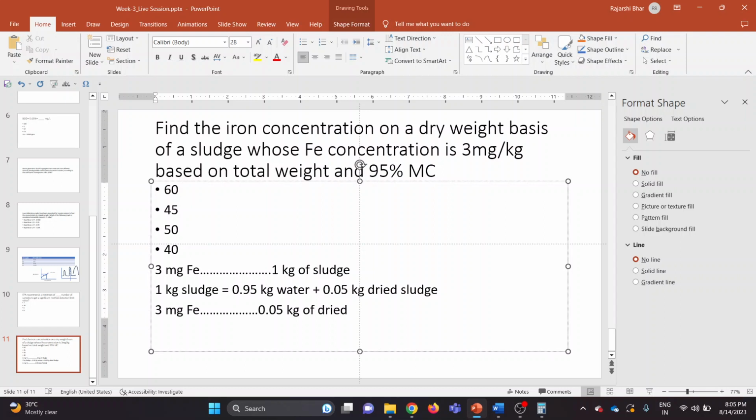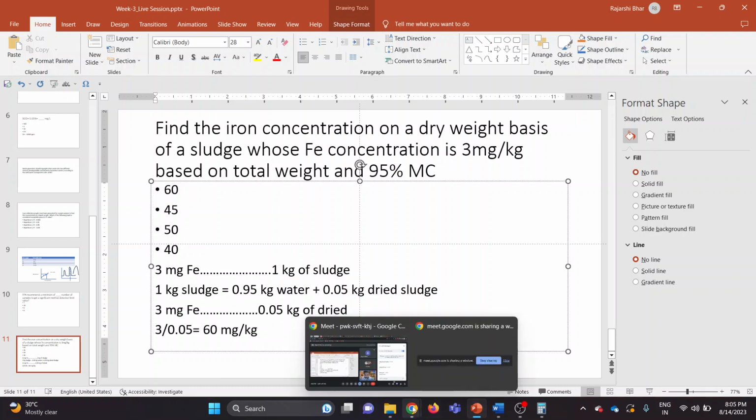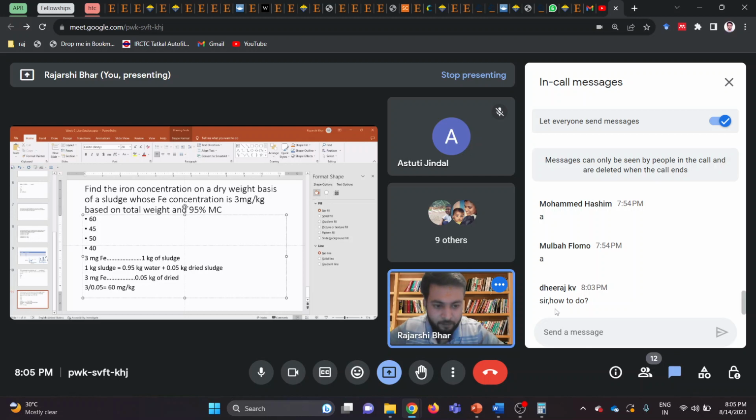Now if I want to transform it into milligram per kg, it will become 3 divided by 0.05. How much is it? 60, I guess. Is it so? Yeah, 60 is the correct answer. Am I clear, or do you want me to explain it again? Got it. Okay.